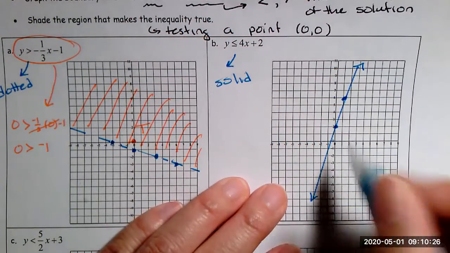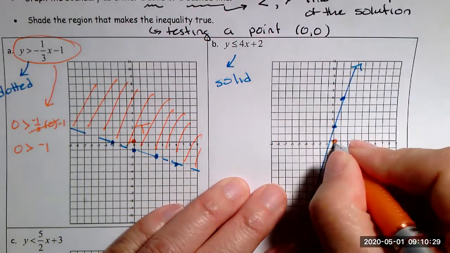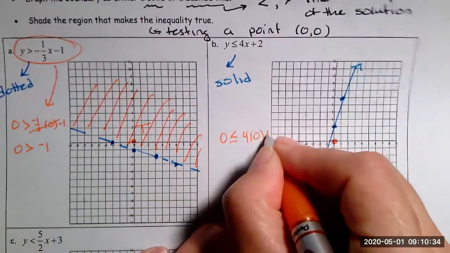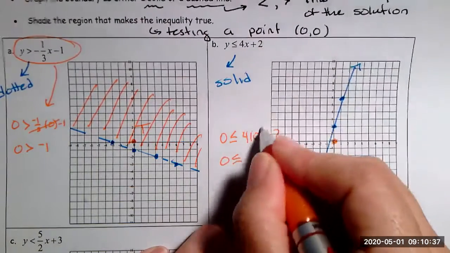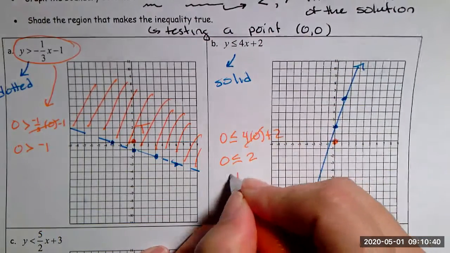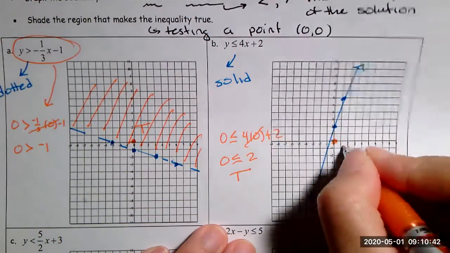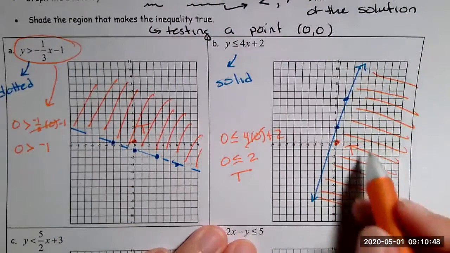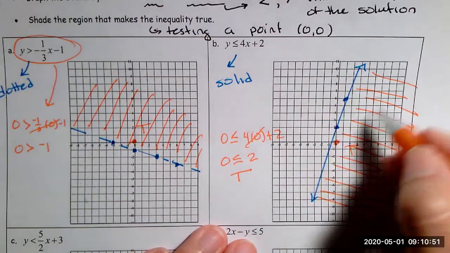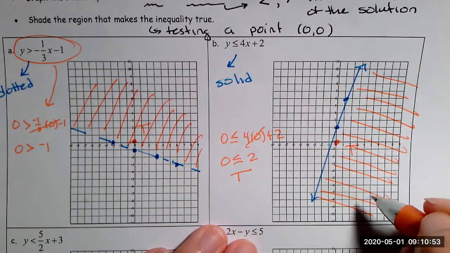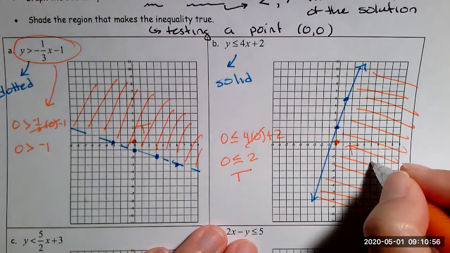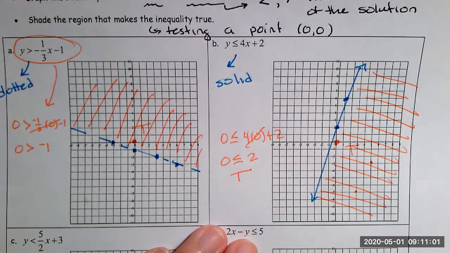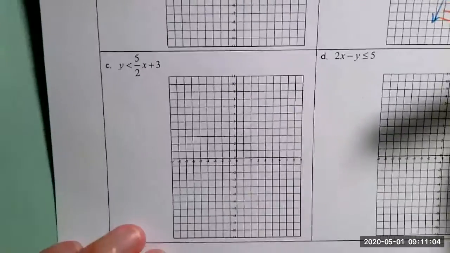So now I've got to ask myself, what side do I shade? I'm going to choose to pick the point 0, 0. So 0 less than or equal to 4 times 0 plus 2. 0 less than or equal to 2. That is true, so this is the side that I shade. Always shade on the side that's true, because this whole shaded region represents all of my solutions. Remember that assignment we did where if I tested that one, all of these will be true and all of these will be false. All right, let's try another one.